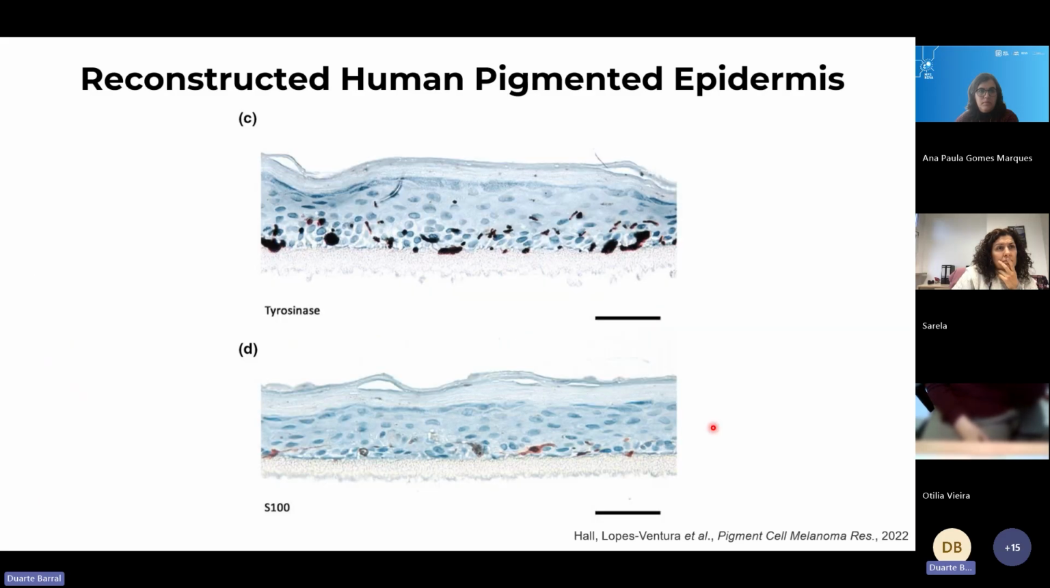So here are some more stainings for tyrosinase. Tyrosinase is a melanocyte protein. It allows the synthesis of melanin, by the way. So you can see the melanocytes in the basal layer. Also S100 stains for the melanocytes. You can see here the melanocytes.